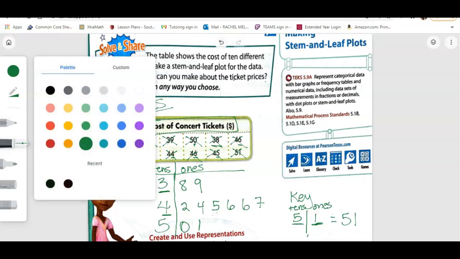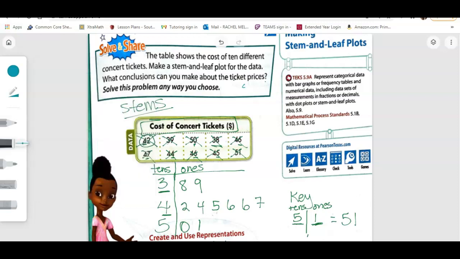Now, one of the things that I do when I'm making a stem and leaf plot is I always need to double check and make sure that I have all of the leaves. So I can see here I have 1, 2, 3, 4, 5, 6, 7, 8, 9, 10. So I need to have 10 leaves down here. 1, 2, 3, 4, 5, 6, 7, 8, 9, 10. Okay, now I know for sure that I have all my leaves.